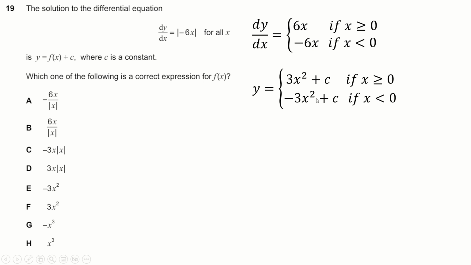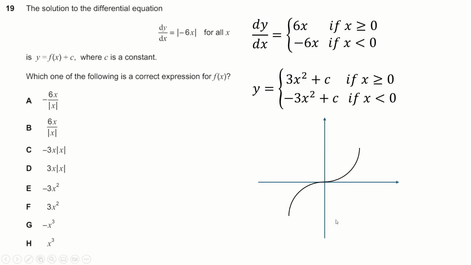Don't really care about the plus c, because we're only being asked about f of x. I just need to decide how to write f of x as a singular function. It's clearly going to be one of these two answers, right? And what I decided to do was just draw it. Like this function, if x is positive, 3x squared is just this bit of the x squared graph. And minus 3x squared is just the upside down x squared graph. So it looks like this.